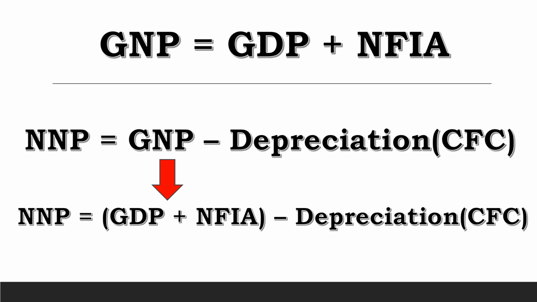Fixed capital means the machinery that a company is using to manufacture goods. The consumption of that machinery will be depreciation. So net national product is GNP, gross national product, minus depreciation. Remember, to come from gross to net, we have to subtract depreciation from gross. Since GNP is equal to GDP plus NFI, if we replace GNP by GDP plus NFI, then we get this formula: NNP is equal to GDP plus NFI minus depreciation.